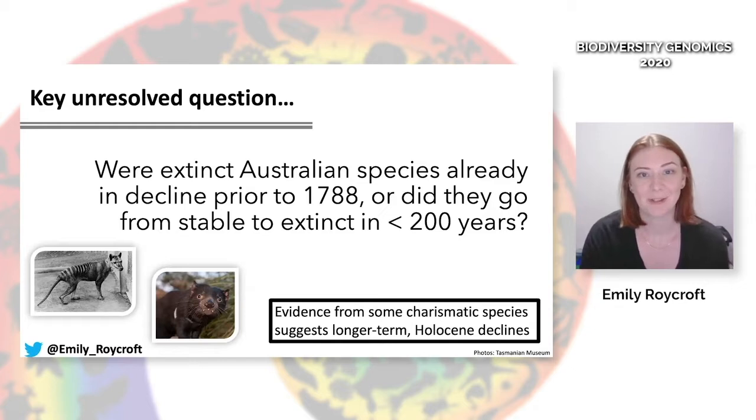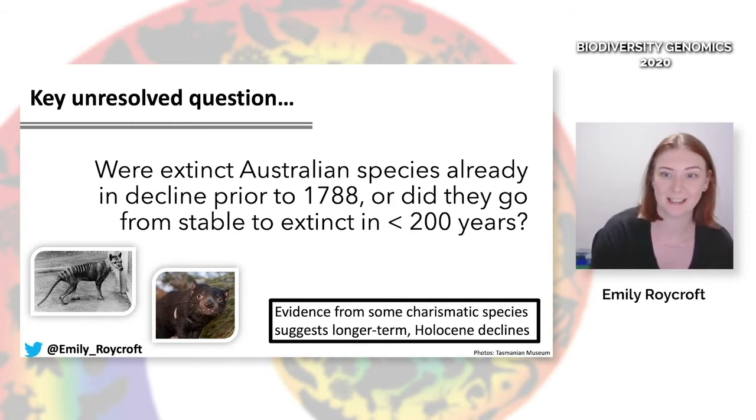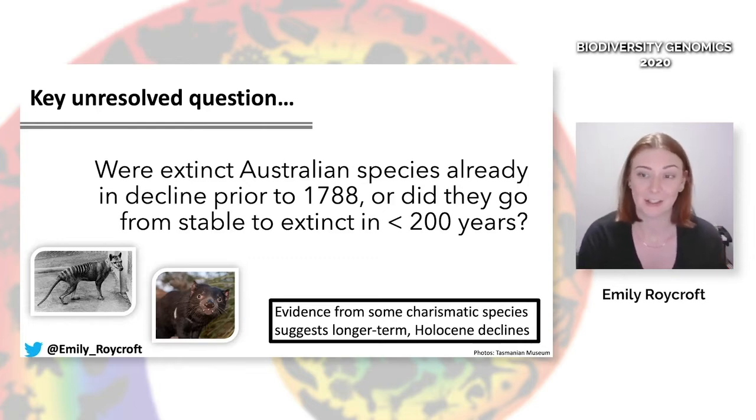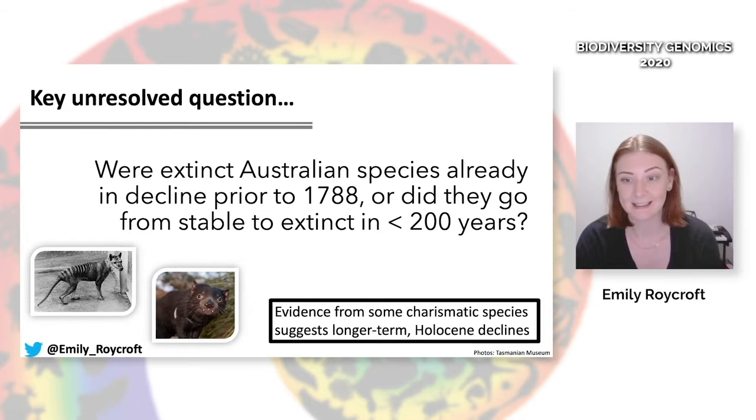So one of the key unresolved questions that we wanted to get at when looking at genomics of museum specimens and of extinct Australian species is whether extinct Australian species, and in particular extinct Australian rodents, were already in decline prior to 1788, or whether they went from relatively stable populations to completely extinct in less than 200 years.